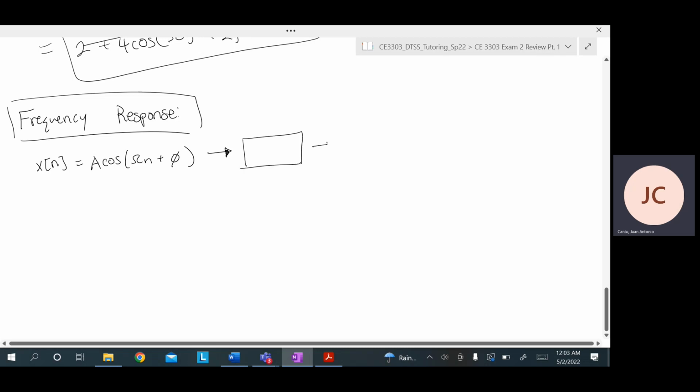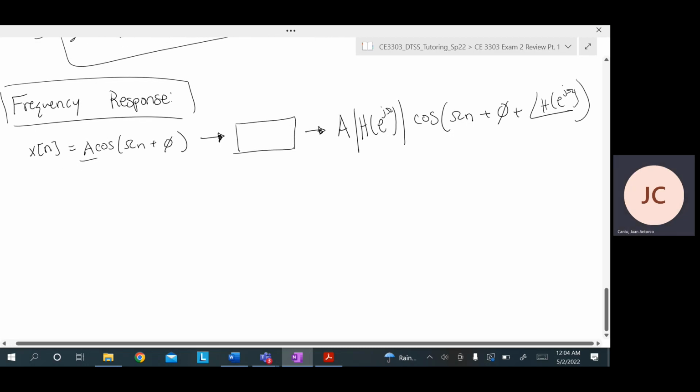We put it through a DTLTI system. What we actually get out is A, right? Remember linear properties, so we keep that A. Okay. I'm going to write this here, but I'll explain it here in a bit. We get the magnitude of H(e^(jω)) times cosine of ωn plus our original φ plus the phase of H(e^(jω)). Okay. So what this is saying, let me actually define this now, H(e^(jω)), and I'll go more into detail, but this is called the frequency response.